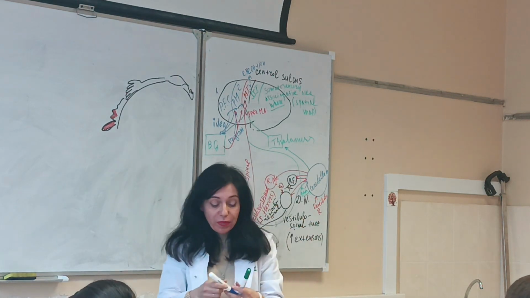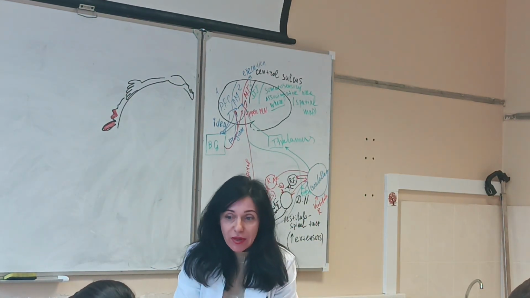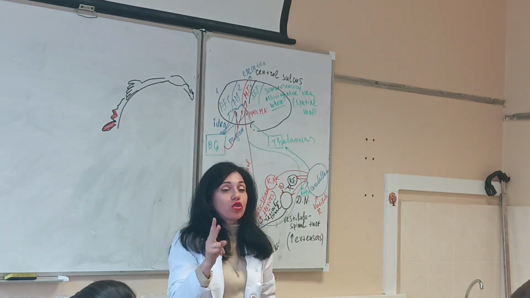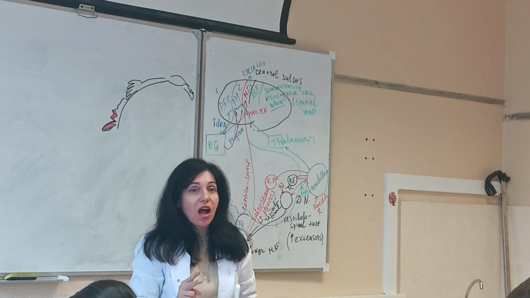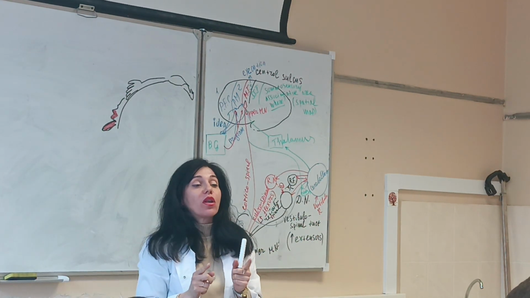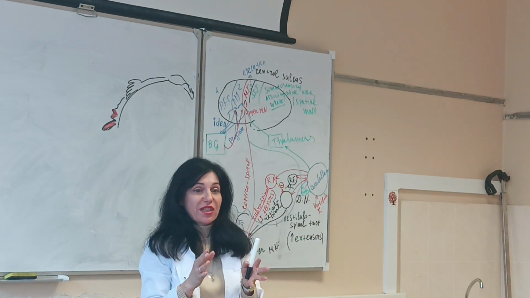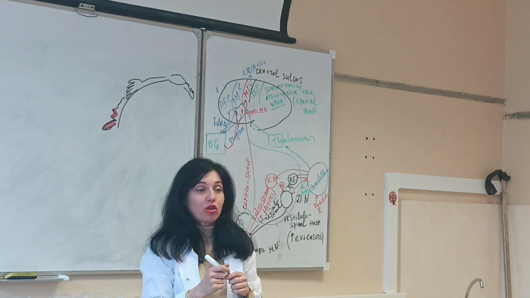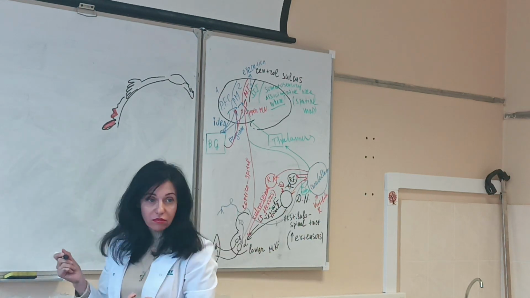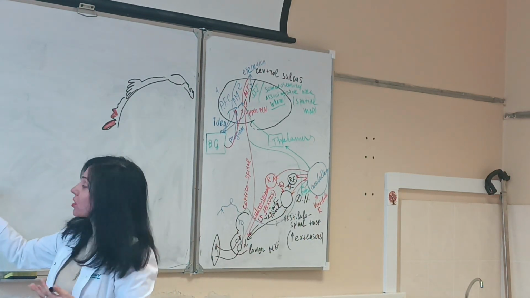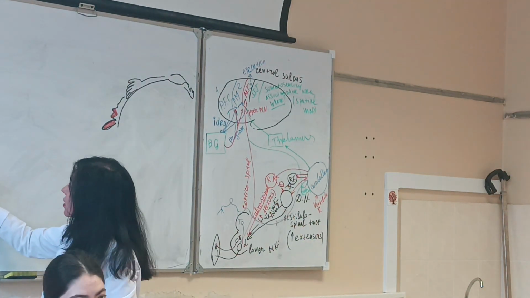Ascending pathway. Scheme of ascending pathway. We have two principal pathways: dorsal columns or medial lemniscus. You know dorsal column from anatomy. Dorsal column pathway, ascending pathway.